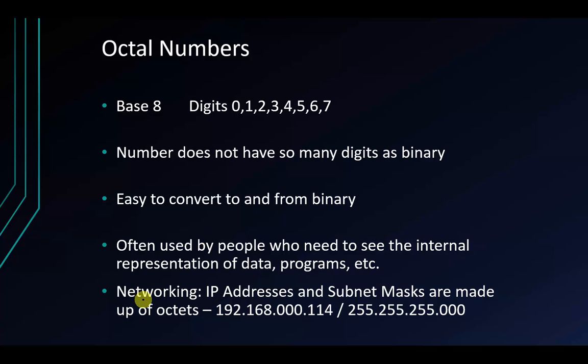One place you'll see it quite a bit, though, is in networking. If you are planning to do much work in the networking side of the house, you need to understand that IP addresses and subnet masks are made up of what we call octets. A typical example here, 192.168.0.114 with a subnet mask of 255.255.255.0. These, if you recall, in our discussion on IP addresses, being octets, are going to be in a range of value from 0 to 255.